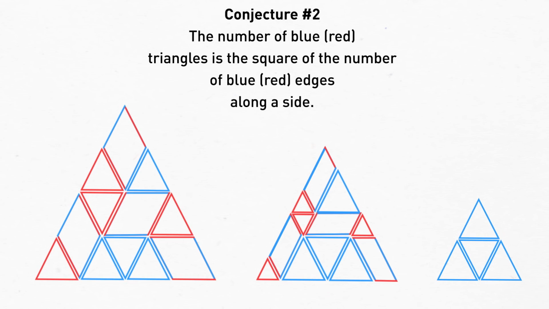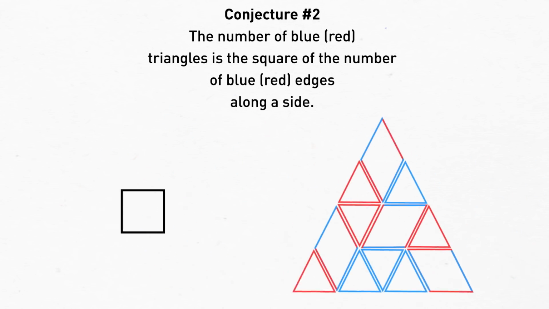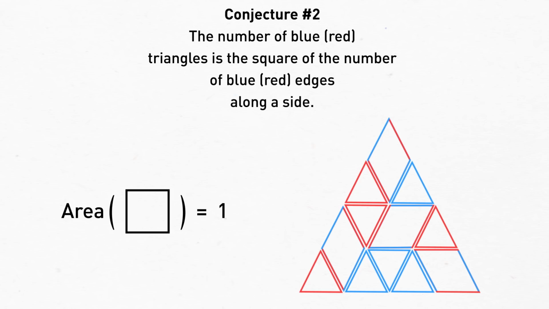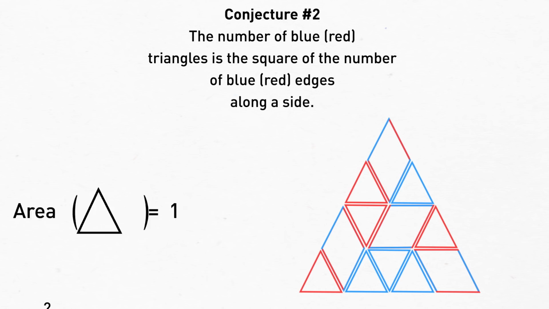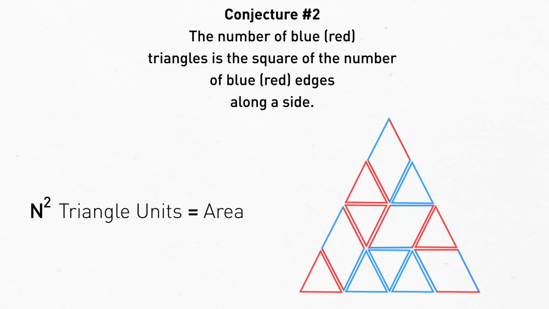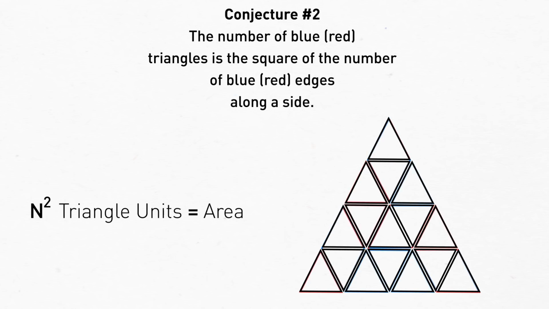What about conjecture number 2? To prove that, we're going to use triangle area. Normally we think of a square, like this, as having area 1. But now, let's think of a single triangle in our puzzle as having area 1. The puzzle has n edges along each side, and so it'll have n squared triangle units.